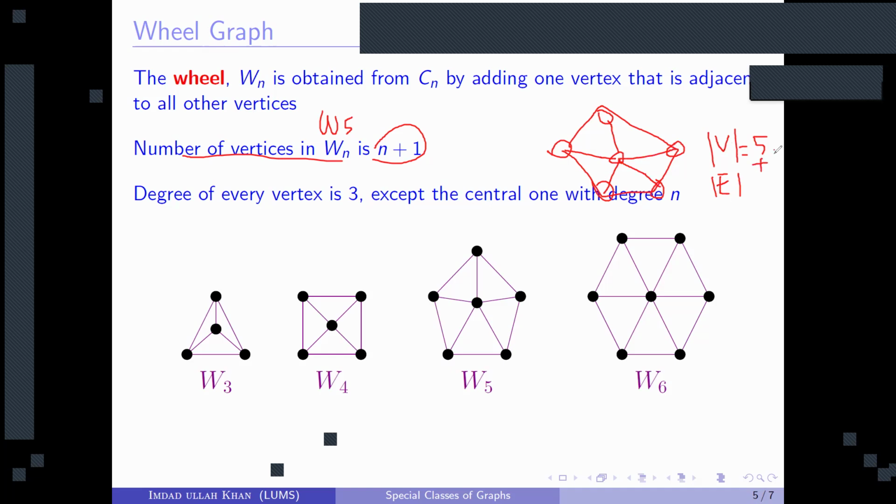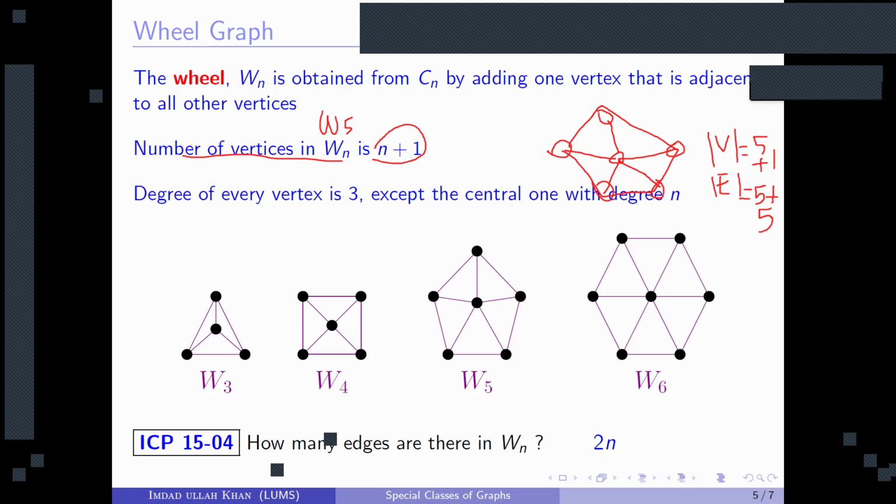So in the next step, where we inserted this new vertex, our number of vertices changed by 1. And what was the change in the number of edges? Previously there were 5. And how many new edges have been added? 5. So what will be the number of edges in a wheel graph Wn? That will be 2n in Wn. Okay.